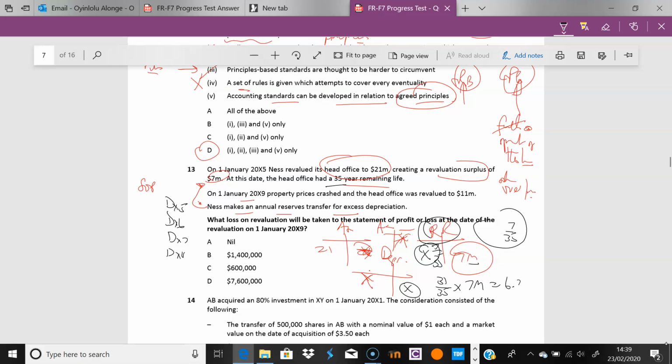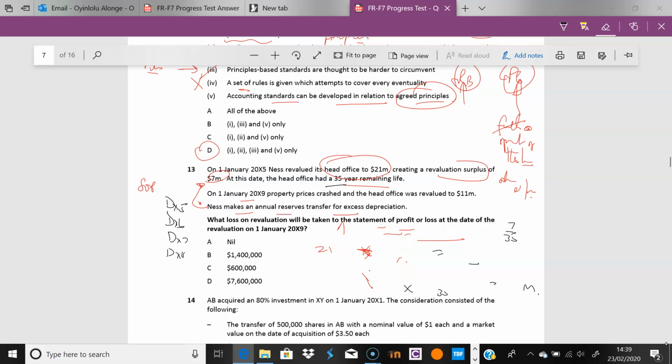6.2 million. So in effect, I have this revaluation reserve now. I mean, this is recorded, so you can easily follow what I'm doing again. In effect, I have this revaluation of 6.2 million sitting there now over time. Then it says now that property prices have crashed to 11 million. So let me just very quickly work that out.